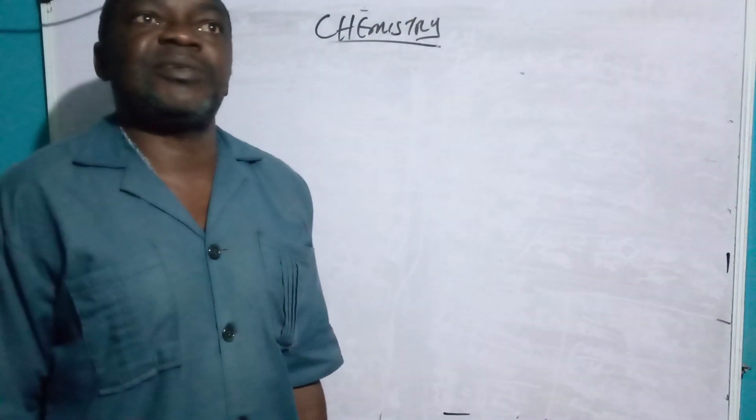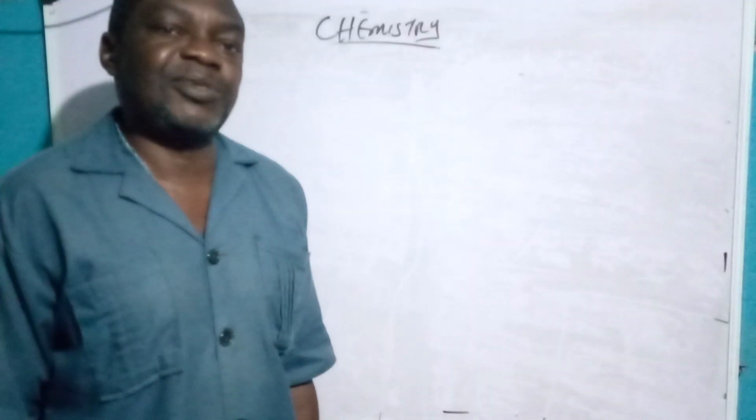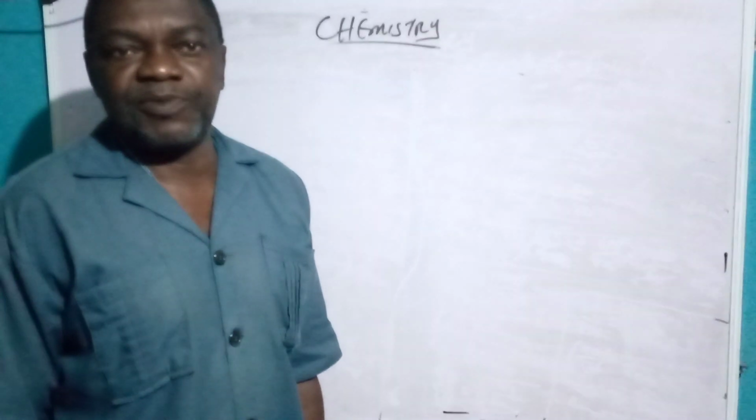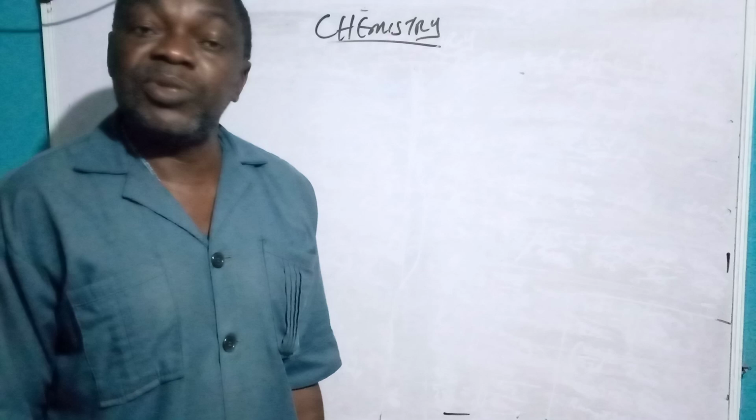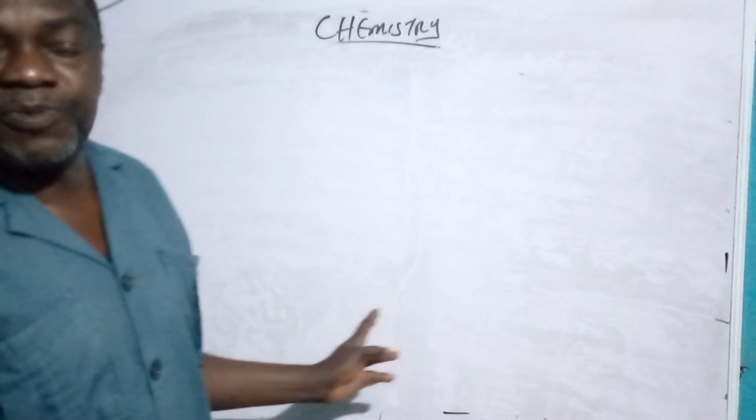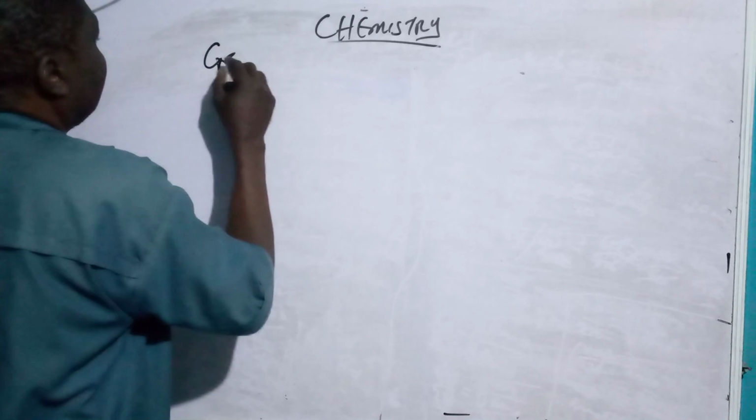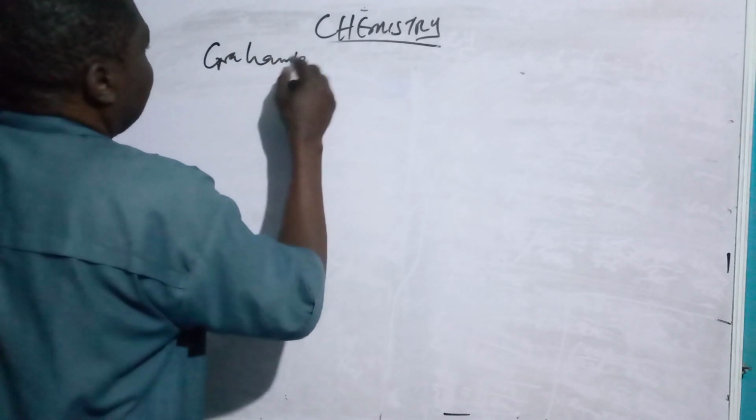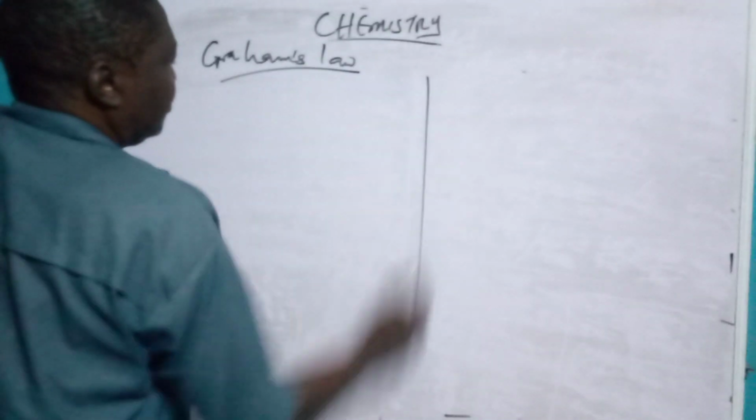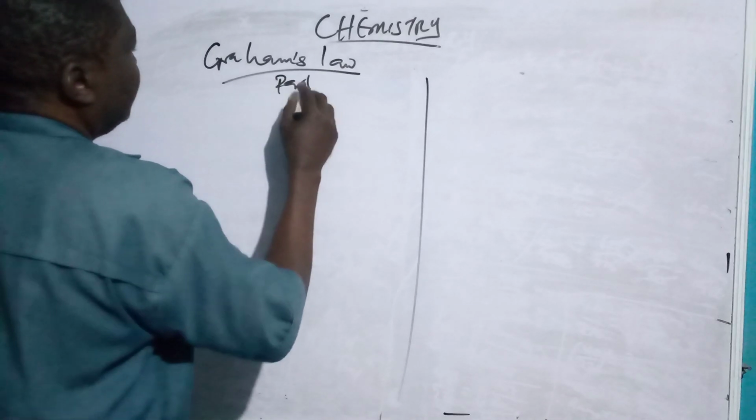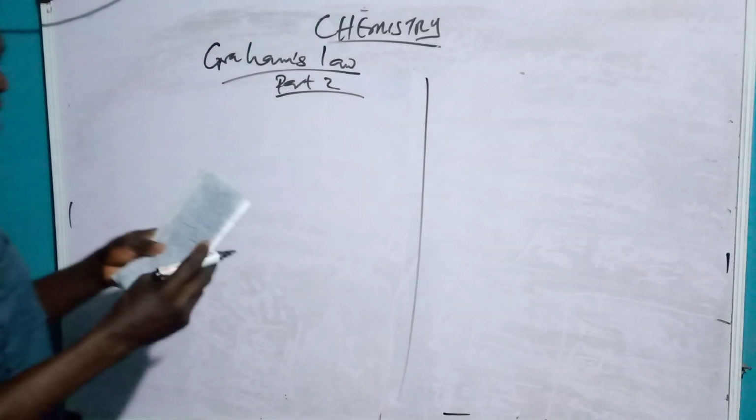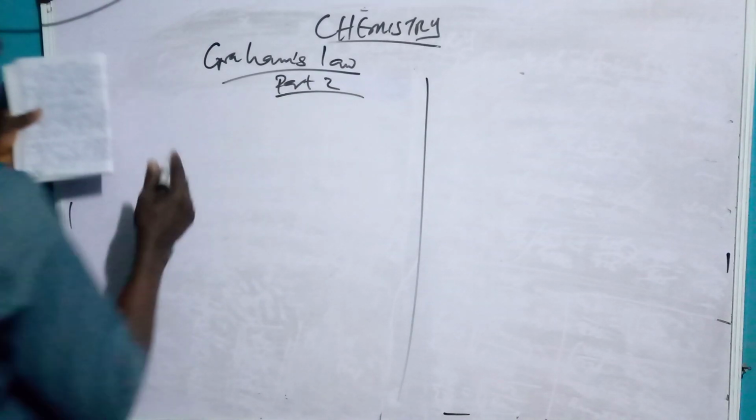Last time we talked about Graham's law and did the calculation on it. That was part one. Today we are going to continue the calculations, which is part two, and let's get started. Graham's law, part two. Now let's use the calculation to trace our point.